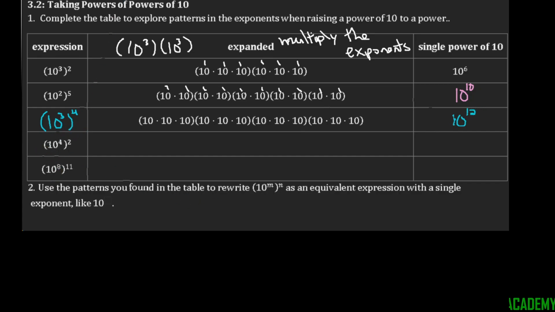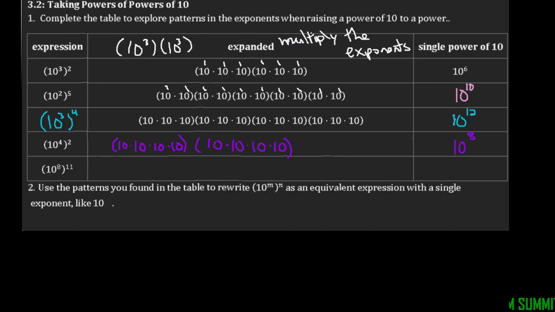Now we have to expand it out. I have 2 groups of 10 to the 4th power. So in parentheses, I have 10 times 10 times 10 times 10. That's one group, and we do a second group of the same thing. All together, how many do we have? We have 1, 2, 3, 4, 5, 6, 7, 8. So we're going to say 10 to the 8th power for that one, because 4 times 2 is 8. Just make sure you multiply those exponents together.